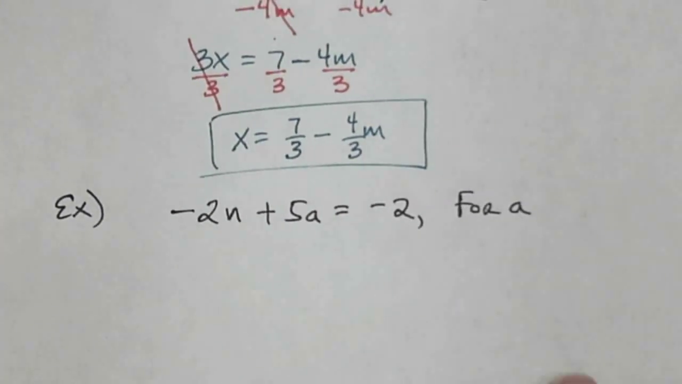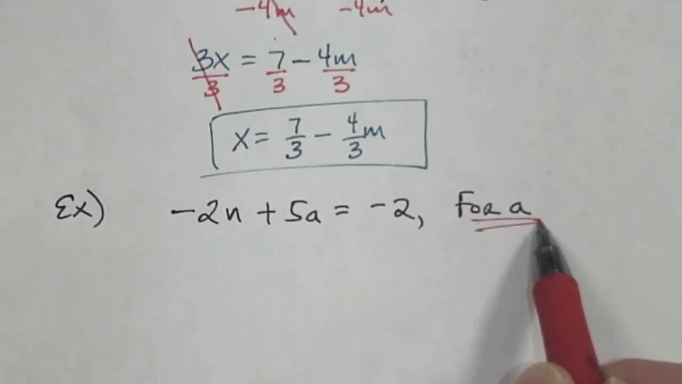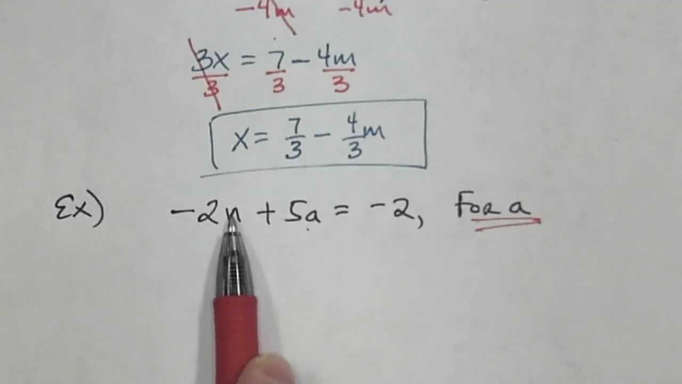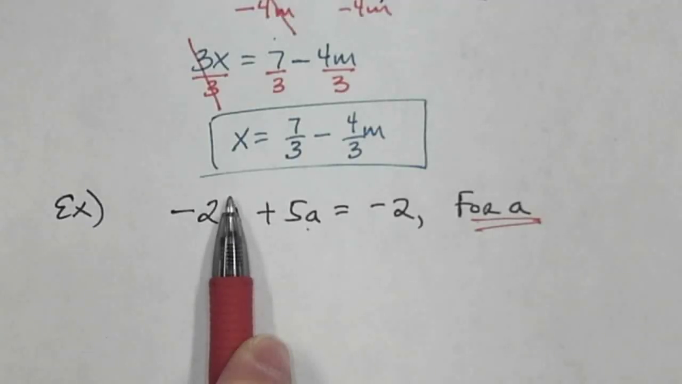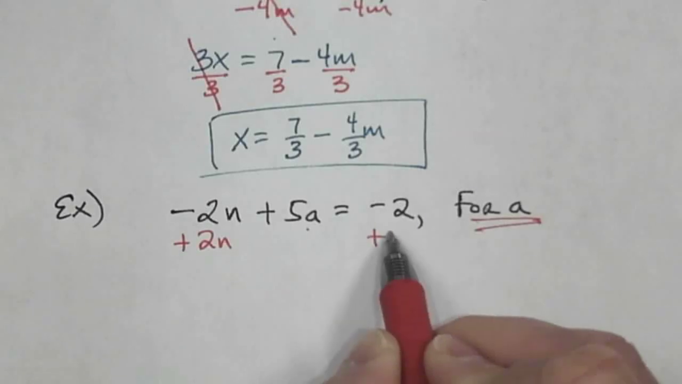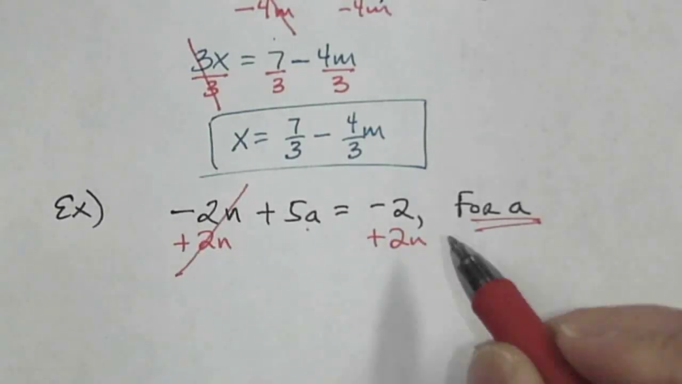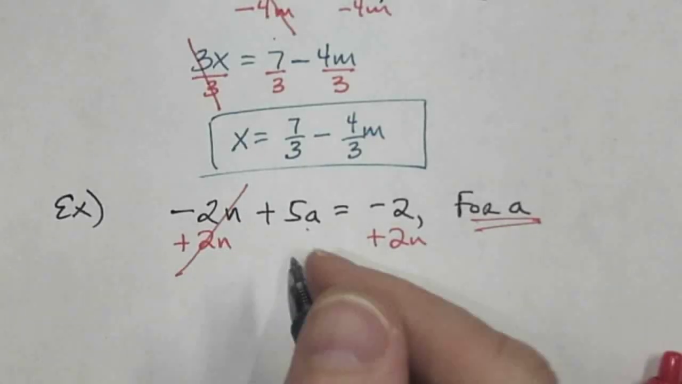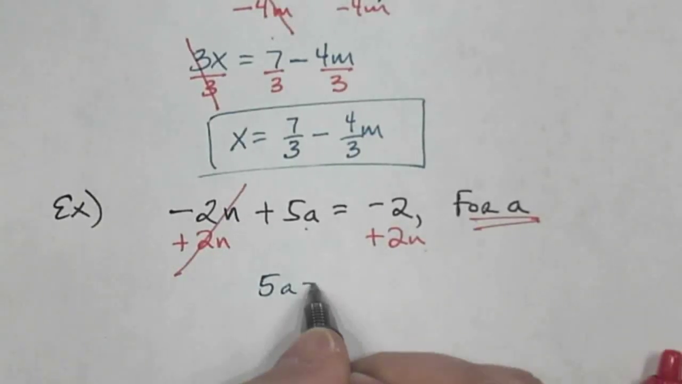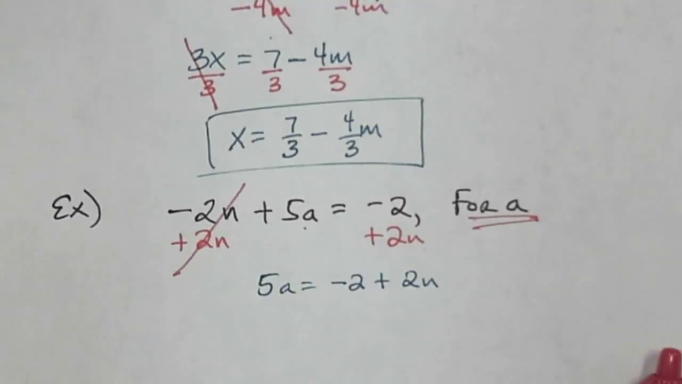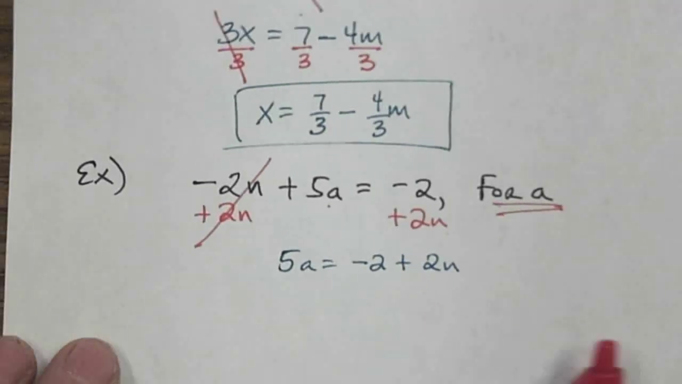Another one similar. We're solving for, this time, for a. Here's a. So if I cover up this n a little bit, what would I do first to solve for a? I should add that 2, but in this case, it's 2n. Now be careful, don't put these together, they're not like terms. That does not have an n. So we have a positive 5a equals a negative 2 plus a 2n. Not like terms, so you can't do anything.